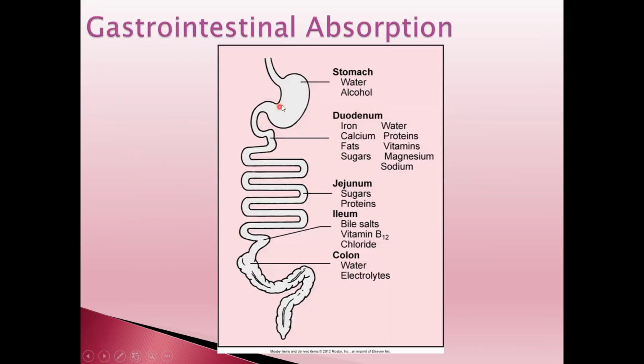So this is just a picture about where things are absorbed, water and alcohol. The duodenum is charged with absorbing a lot of things, and so is the jejunum and ileum. And then the colon, of course, is water and electrolytes. Very important.